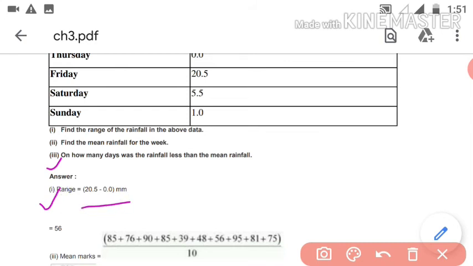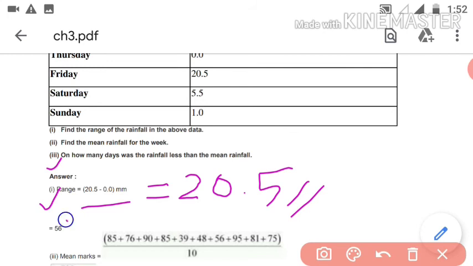So what is the highest value here? 20.5 is the highest, and the lowest is how much? 0.0. So 20.5 minus 0.0 will be how much? You will get the same value, isn't it? 20.5. So this will be your answer. So answer will be what? 20.5 minus 0.0 millimeter will be what? Same, 20.5 is the range. Now come to the next question. Find the mean rainfall.